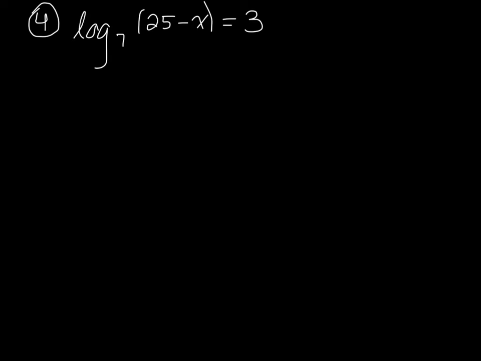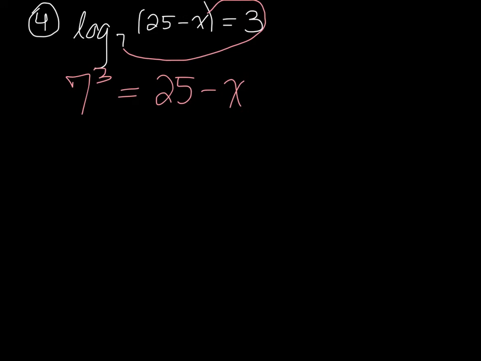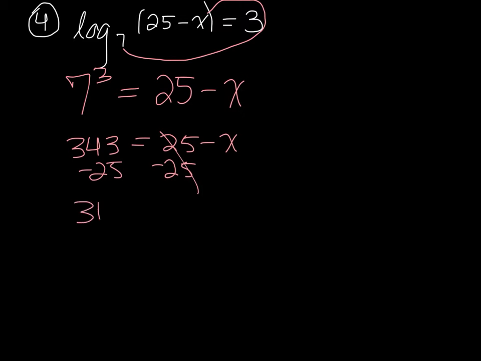To solve number 4, where it's already written as a log, I'm going to rewrite it in exponential form. So that would be 7 to the 3rd power equals 25 minus x. I'm going to simplify what's on the left-hand side, so I'm going to do 7 to the 3rd power, which gives me 343. Then I subtract the 25 to the other side, and I get 318 equals negative x, which means that if I divide by negative 1, x is going to equal a negative 318.